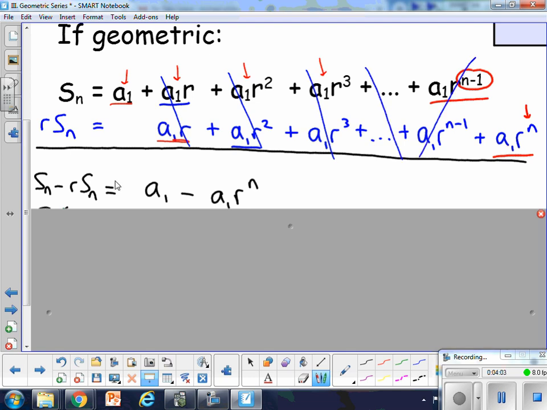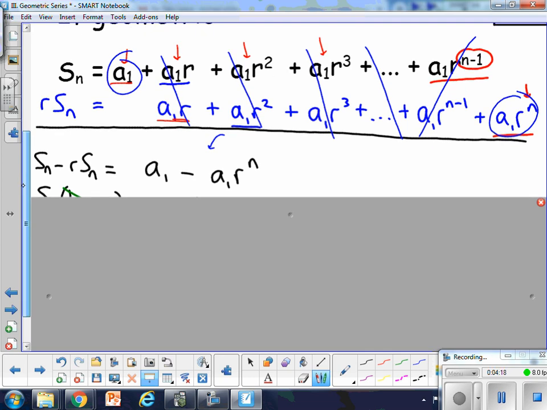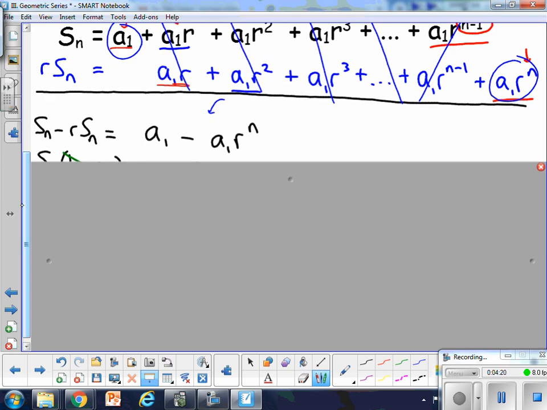That kind of cancels. And notice the only things that are left are a1, and then we're subtracting this. So that's why we're getting what we have over here. Okay. And again, the reason this is going to work is because on the left side, algebraically, it's Sn minus r times Sn.